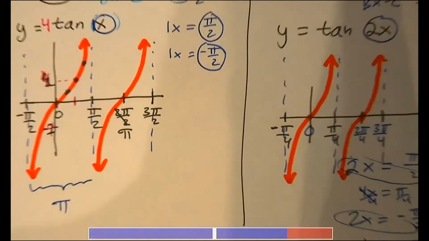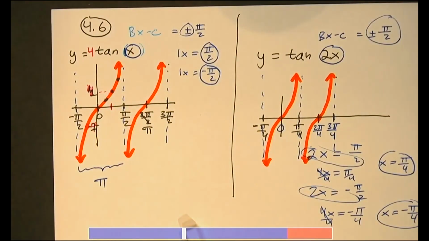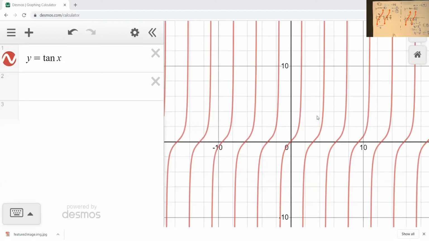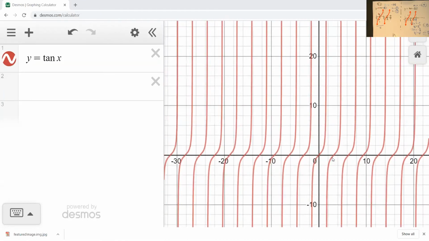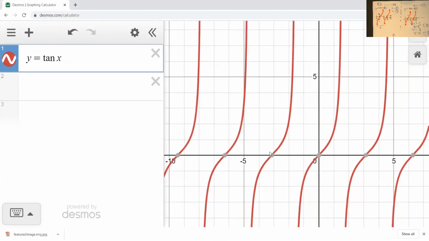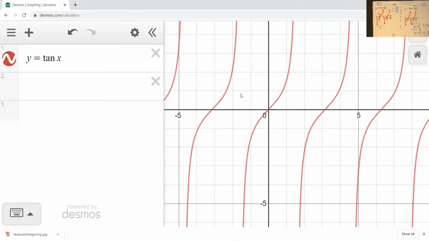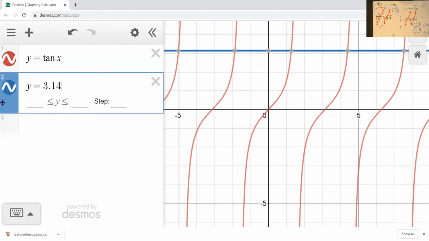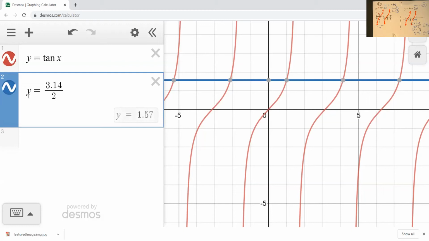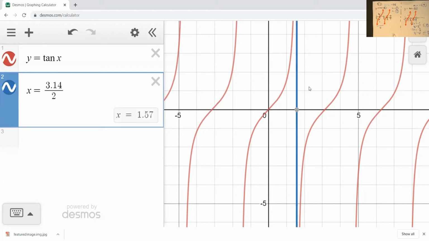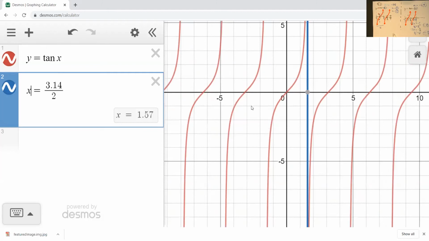And you could also pull it up on Desmos. Here it is in Desmos. I typed in tangent of x, and you see it over and over and over. I could zoom in and look at it much closer, and you kind of go, where is this? If I put in like y equals, and for pi, I'm just going to go 3.14 divided by 2. There's your pi over 2. Whoops, not y, x. See, that'd be like an asymptote. I could just put these in at every pi over 2.